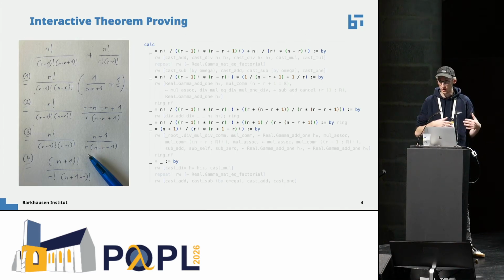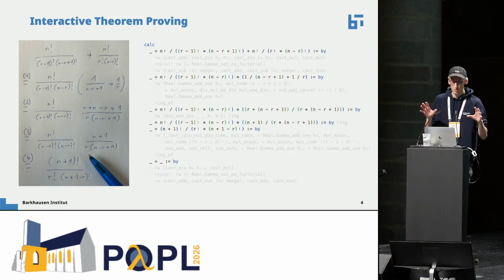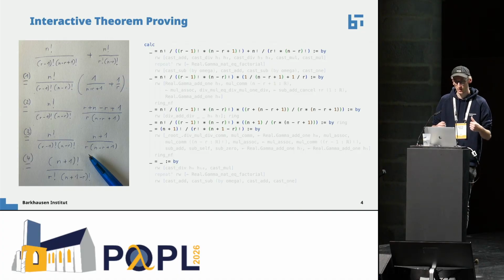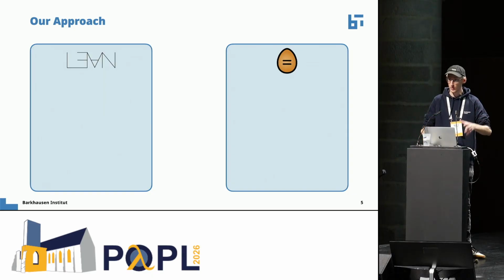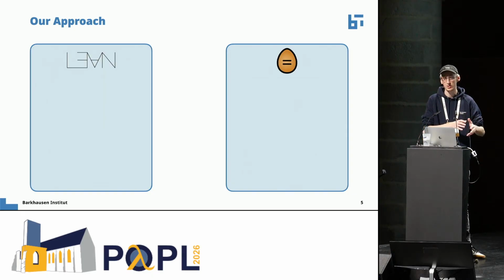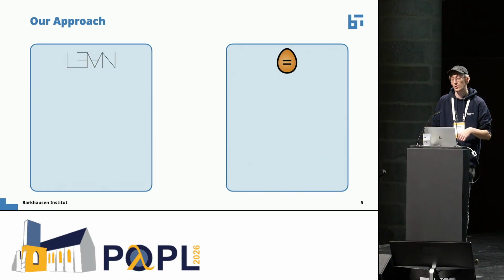So the goal of our work is to join these worlds more closely, to allow you to write what you would write on pen and paper almost exactly the same way in an interactive theorem prover. Okay, now the way we go about this is by connecting two tools. On the one hand, there's the interactive theorem prover, as I mentioned, Lean. And on the other side, there's a tool for automated term rewriting, or more specifically, equality saturation, called Egg.